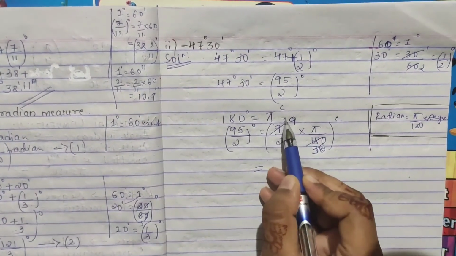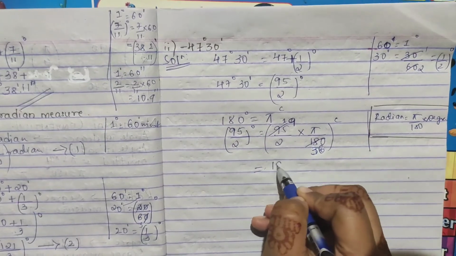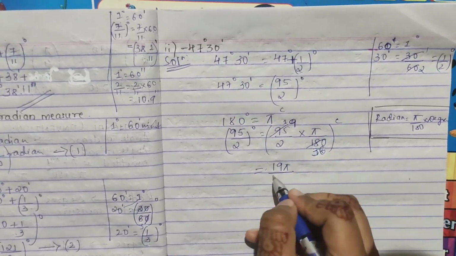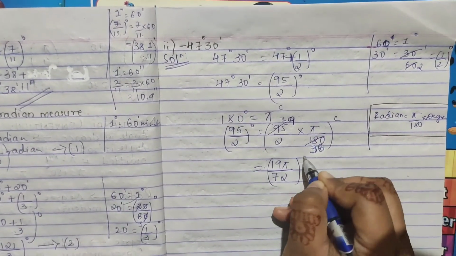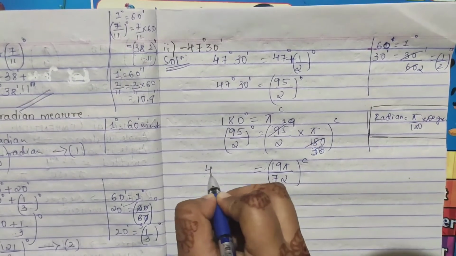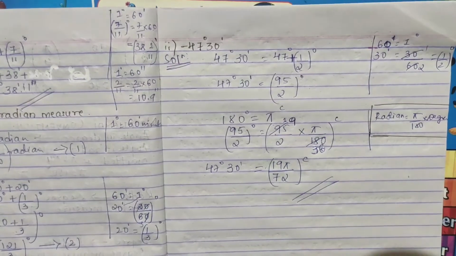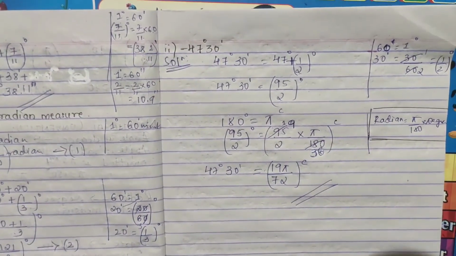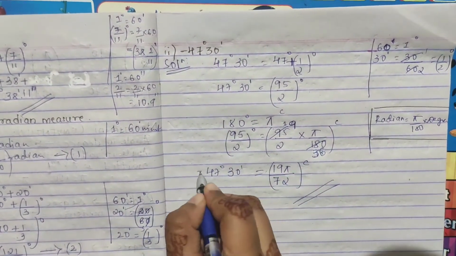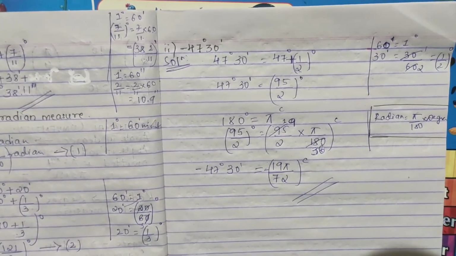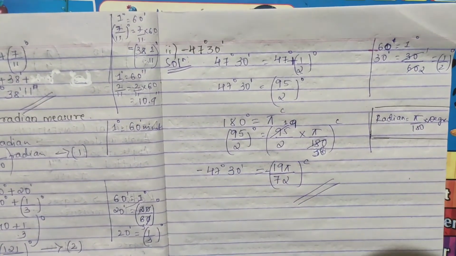So here you get, see, 5 19s are 95, 2 36s are 72, so you get 19 pi by 2 into 36, which is your 72. So for 47 degree 30 minutes, you get 19 pi by 72 radian. Okay, but here they have given negative, so at last just put your negative sign. Simple, that's it.